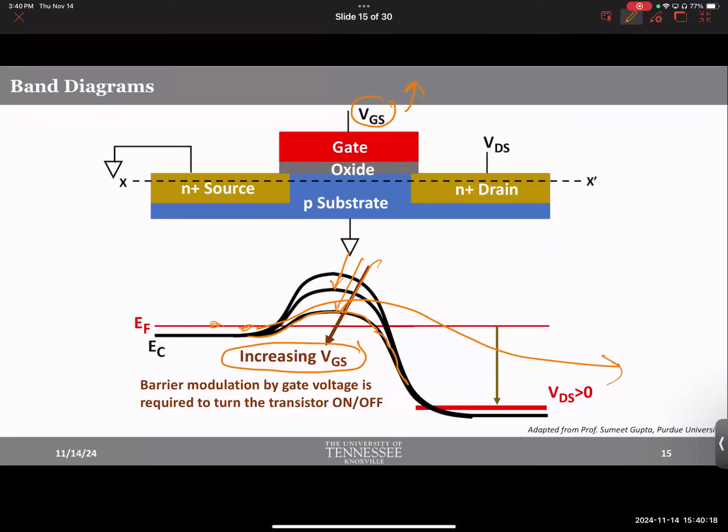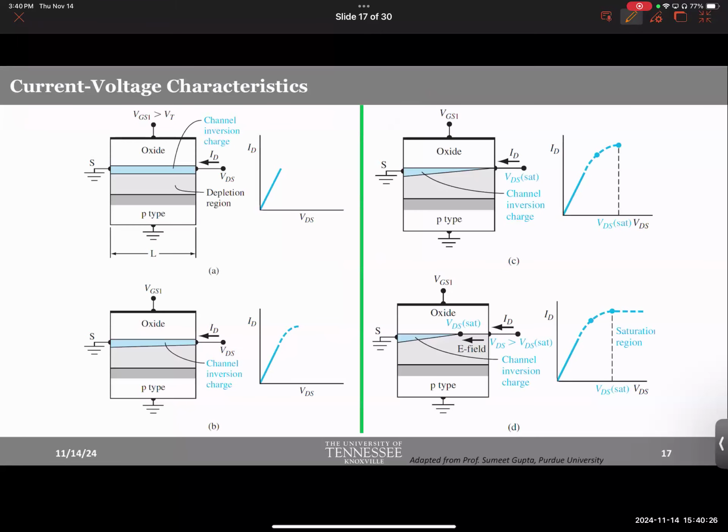So you're learning the basics. Okay, does that make sense to all of you? This is the other way to look at the MOSFET characteristics. Now, there is another way to relate that understanding to IV measurement.